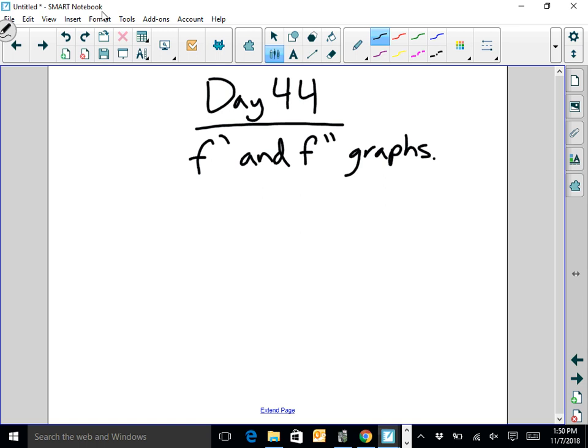Today, not going to be too much new. We haven't really analyzed a lot of F double prime graphs, so we're going to do that today, so that's new. But I want us to analyze an F prime graph and an F double prime graph and be able to answer, or just tell, everything we can about F. We want to know everything possible about F.